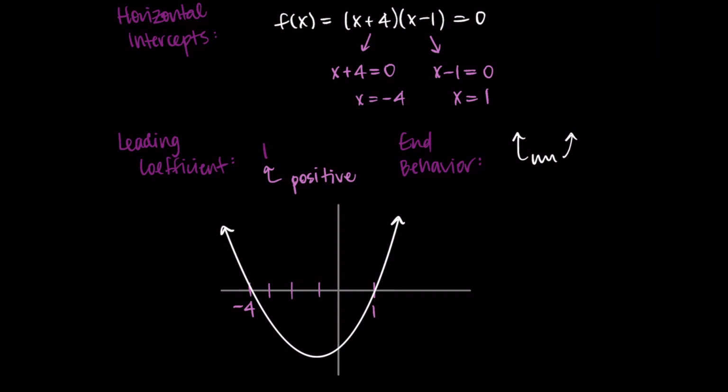Okay, so that is our first example, and hopefully it illustrates to you why factored form is helpful. By knowing the horizontal intercepts, and then also being able to find the degree and the leading coefficient, I'm able to draw a sketch of the graph.